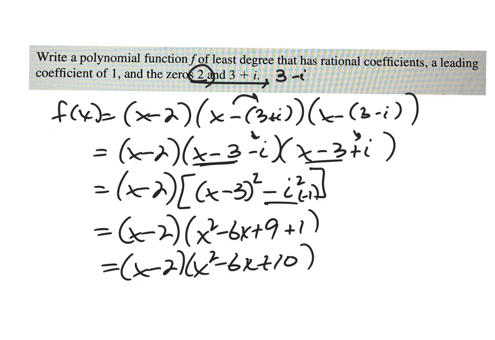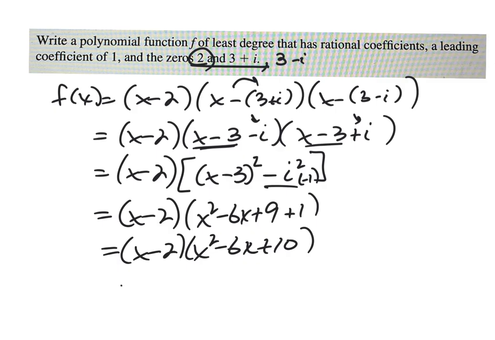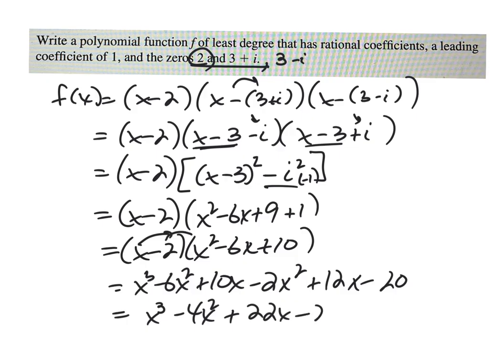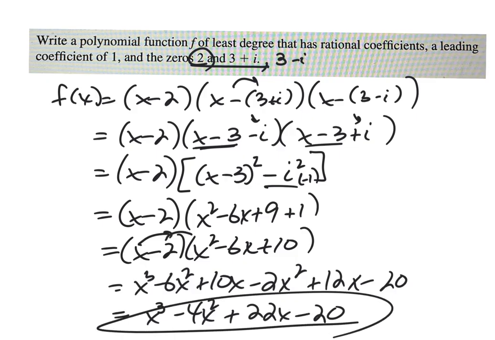Finally, I'm ready to do this x minus 2 in the front. So I'm going to distribute the x, taking the x all the way through. I get x cubed minus 6x squared plus 10x. Now I can take the negative 2 through, getting negative 2x squared plus 12x minus 20. And now I'm adding what I can. I get negative 8x squared, 22x, and minus 20. And there you have it.